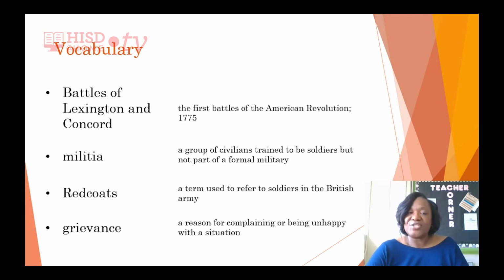Redcoats, a term that's used to refer to soldiers in the British Army. And finally, the term grievance. Grievance means that you have a reason for complaining or being unhappy with a situation.